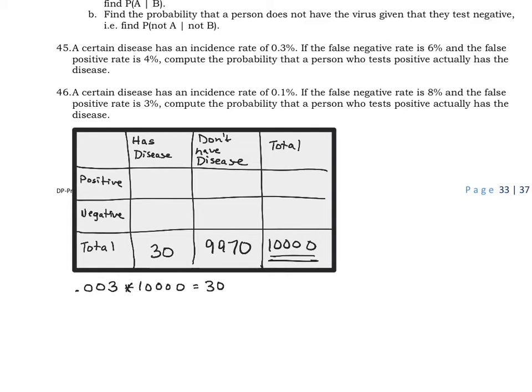If the false negative rate is 6%. Okay, so we're going to be looking in the row for the negative, but if it's false, that means that it would be negative, but it was wrong, right? I mean, correct? So if it was negative and they had the disease, that would make it wrong. So this is going to be your false negative box right here.